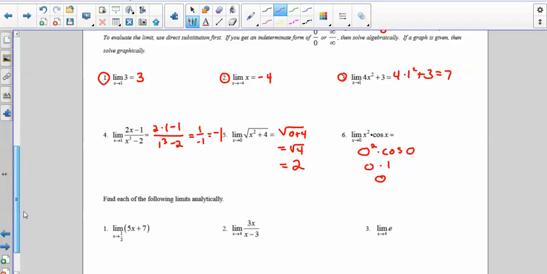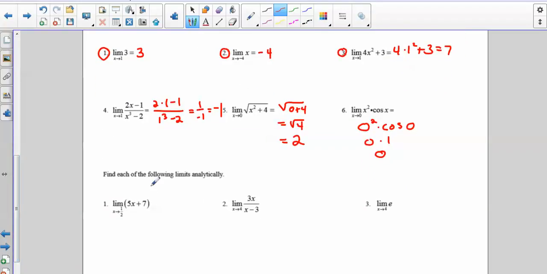And in the last row, it's more of the same. I'm going to plug in my x values, so I have 5 times 1/2 plus 7, 2.5 plus 7, which is 9.5. I plug in the 4, I get 3 times 4 over 4 minus 3, which is 12 over 1, which is 12. And this last problem looks tricky with the e, but it's just a constant function. Y equals e means straight across, y is always e. It doesn't matter what number x is approaching. Your answer will always be e.